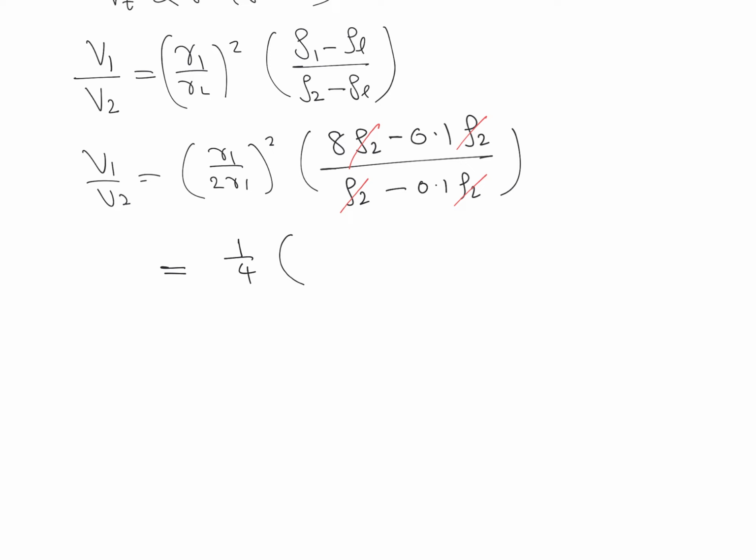So this is going to be 7.9 divided by 1 minus 0.1, which we can take as 0.9, or you can write this the same way as 79 divided by 4 into 9. So we can write this as 79 divided by 36.